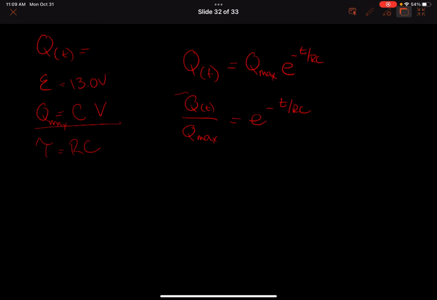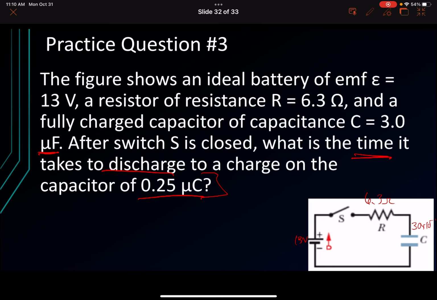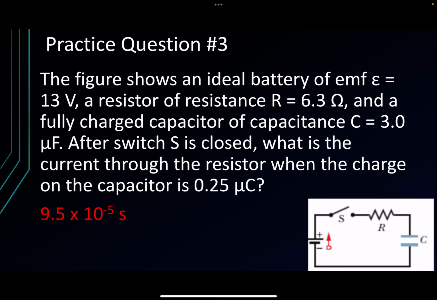So once you calculate this, you're going to take the natural log of both sides. And that's going to equal -t over RC. And then we solve for t. Okay. So when we do all that properly, we should end up with a time of 9.5 times 10 to the -5 seconds.